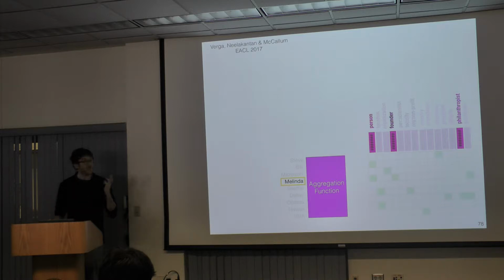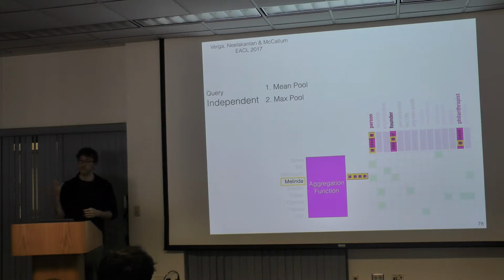So we looked at a few different methods for actually aggregating these types. The first are query-independent methods. These would represent an entity as a function over all of its types using the same function regardless of the query. The first of these would just be a simple averaging over the observations. And the second would be a max pool, which again is taking the maximum value at each dimension over the observations.